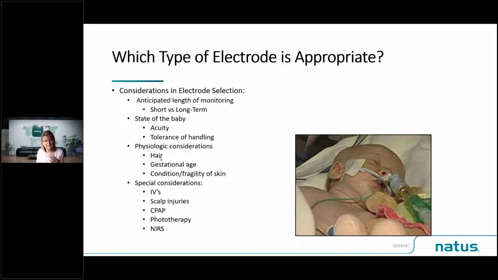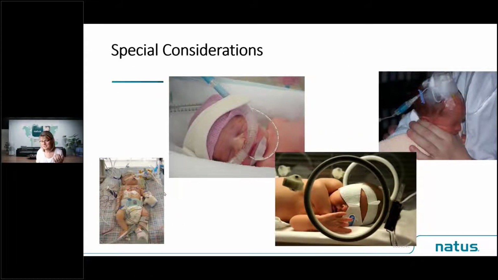So again, it's a clinical decision. It's based on many things. It's also based on other things that might be on the baby's head. So if we think about some of these scenarios here, here's a baby with a scalp cannula. Here's a baby who's got a CPAP hat on. We've got phototherapy eye shades. There's so much else going on around the baby. You have to think, how much real estate have I actually got on my baby's head?